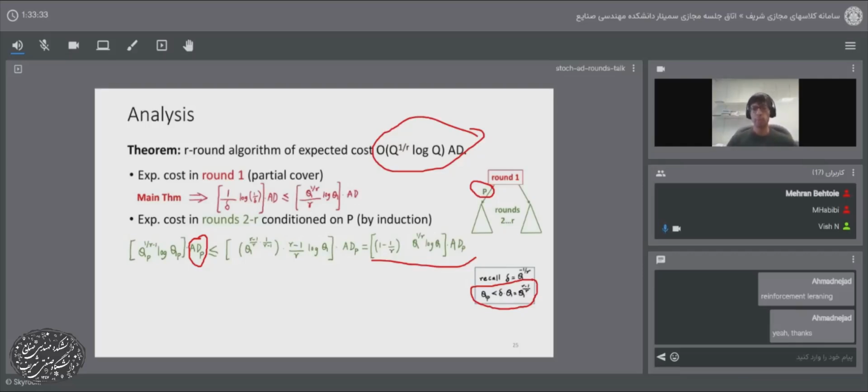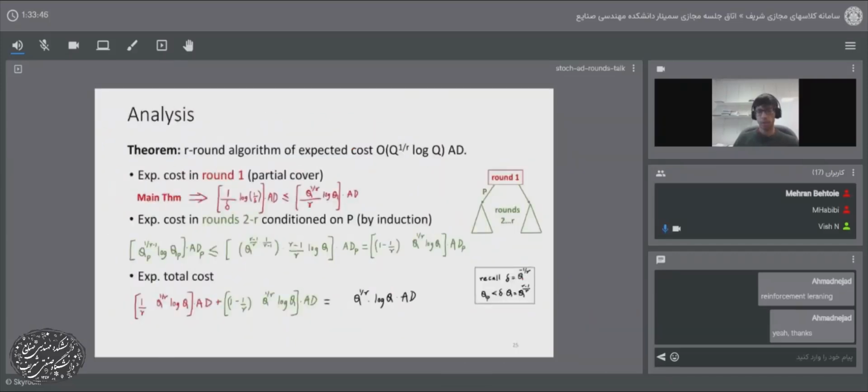So finally, when you take expectation over P, you will be deconditioning that. You can replace this adaptive subscript P by the original adaptive cost. And when you add what cost you suffered in round one with the cost in the remaining R minus 1 rounds, you get the sum of these two terms, the red and the green. And you can see that exactly this matches what you wanted to show. You have Q to the 1 over R times log Q times the adaptive value.